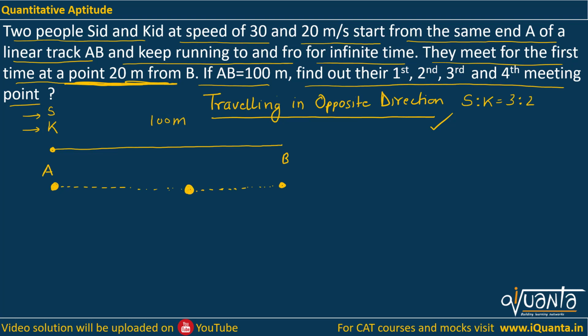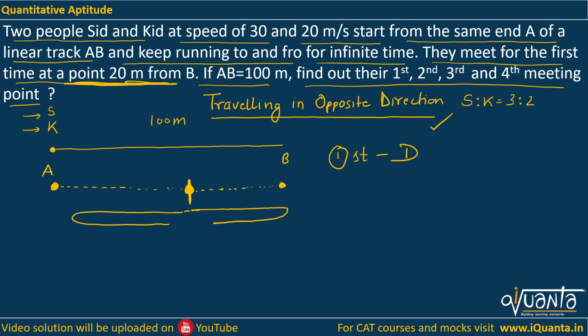So how much distance did they travel together to meet for the first time? It was D only, because D is 100, so both of them traveled 100 meters together to meet for the first time. So for the first meet, they will be traveling distance D. Now from this point, they will cross each other. After crossing, A would keep traveling in this direction and then he'll return, while B would keep traveling in this direction and he would also return.